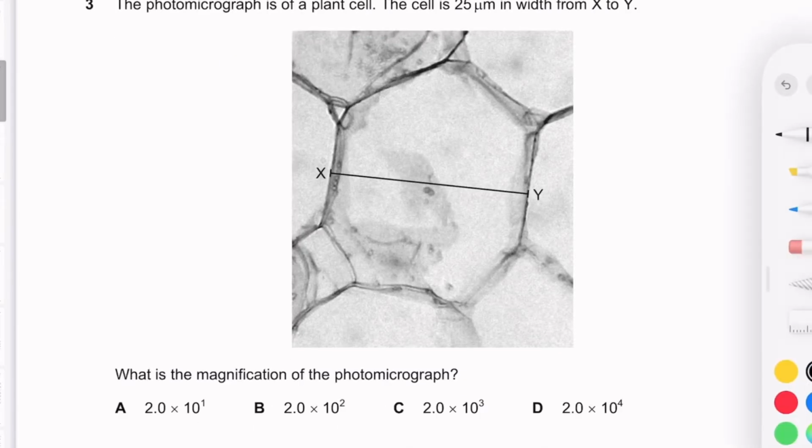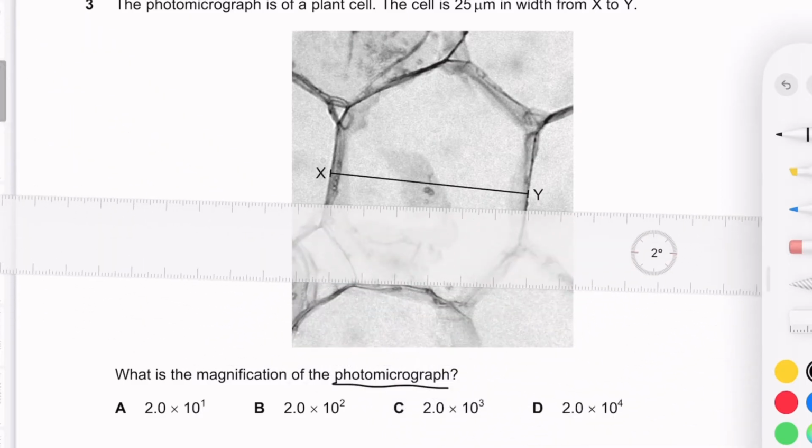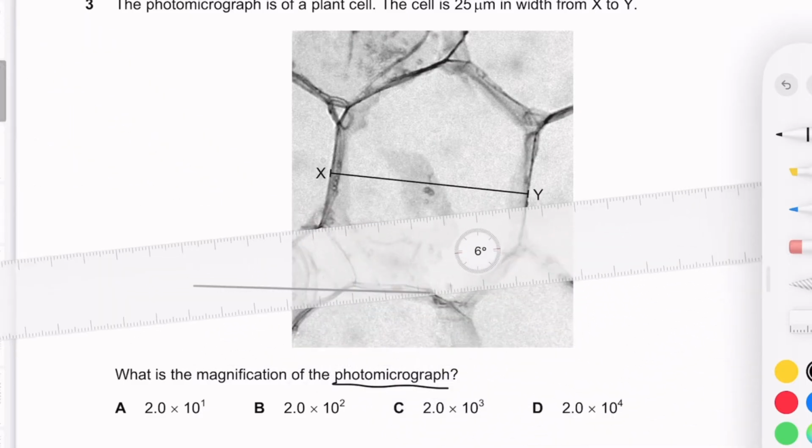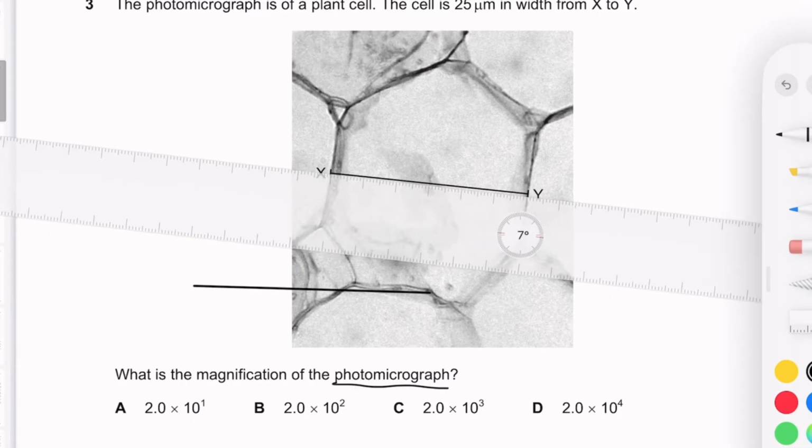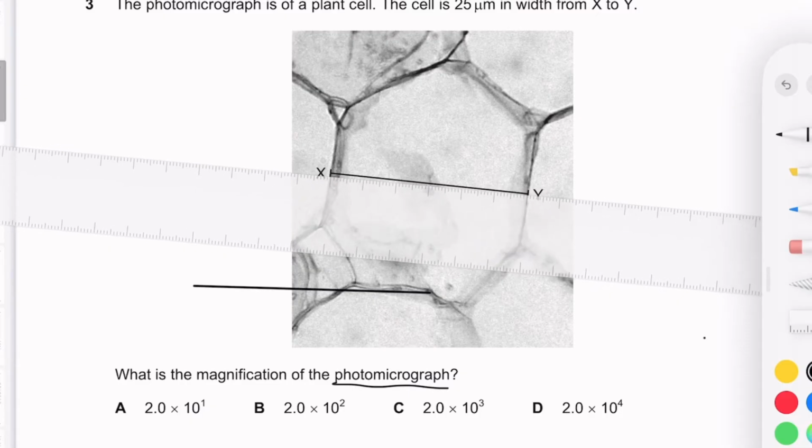3. The photomicrograph is of a plant cell. The cell is 25 micrometers in width from X to Y. And what's the magnification of the photomicrograph? So for this we'll need a ruler. I'm going to try to set this ruler like this. So this is in centimeters. Okay, so we've got from, let's say this is 0, all the way until 1, 2, 3, 4, 5, and 6 centimeters. In other words, 60 millimeters.